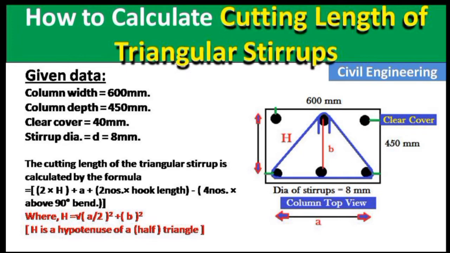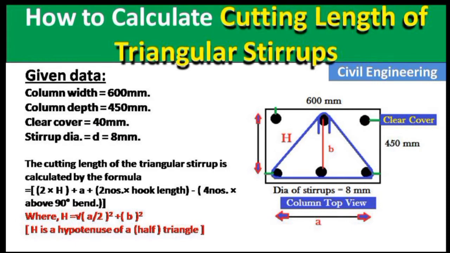Here we have the given data. The column width is 600 mm. This is the cross section of the column, the top view. The length is 600 mm, and the column depth is 450 mm. You can call it depth or width. After that, the clear cover is 40 mm. Clear cover means the gap between the stirrups and the outer surface of the column.